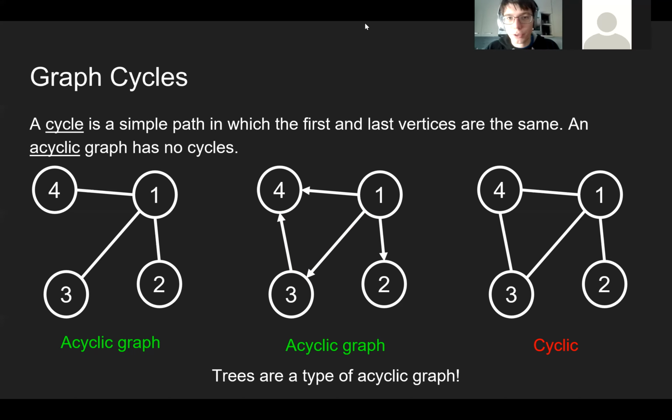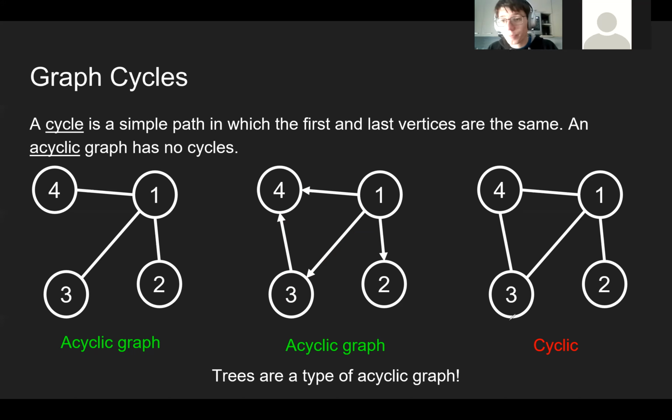And directed graphs can have cycles. For example, if instead of this edge going that way, this edge went this way instead, we can still have a cycle here because you go 1 to 3, 3 to 4, and 4 to 1. But as it is, this is a cycle.